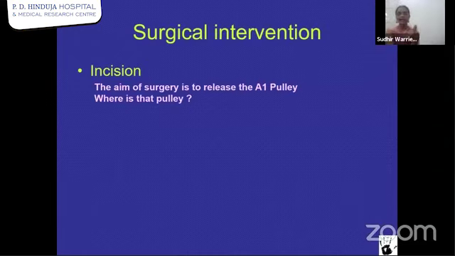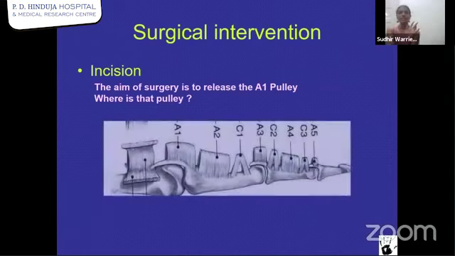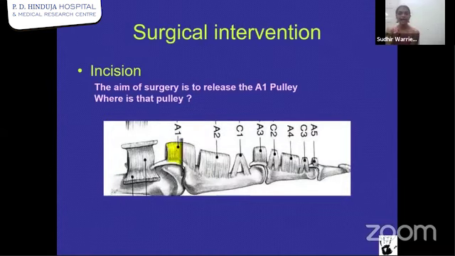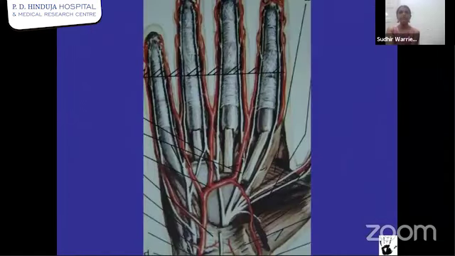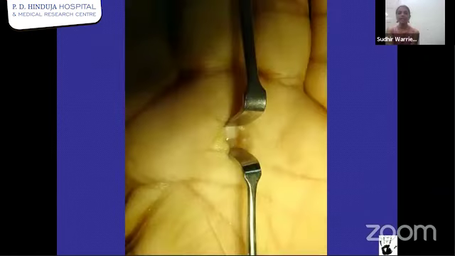We basically release the A1 pulley. So the finger is made up of an intricate pulley system, and that's the A1 pulley, which lies just above the metacarpophalangeal joint. So this is the pulley that we release. So the skin incision is a very small transverse incision along the midline of the finger. But we have to be very careful because the very fine neurovascular bundles of the finger lie just adjacent to it on both sides. So we have to take care that we stay in the midline and do not go on the sides.